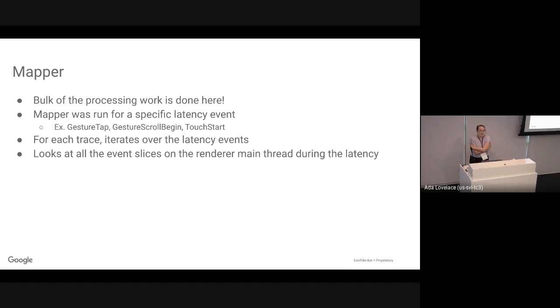yeah. So once we got the traces into the pipeline, you write a mapper to run on them. This mapper can extract information from the traces. You can look at the event slices on the traces. Anything that you can see in the trace viewer, you can access in the mapper. So this mapper iterated over all of the traces, which I think in most cases was in the hundreds of thousands, like 400,000 traces, and looked for traces that had input latency events that were longer than 100 milliseconds.